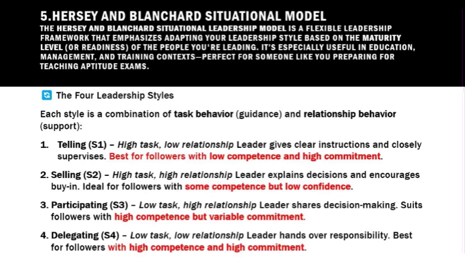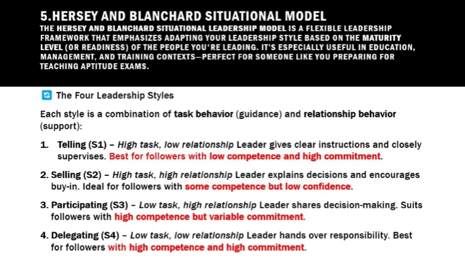This theory contains 4 different leadership styles. Each style is a combination of task behaviors and relationship behaviors, or you can say guidance and support. 1. Telling, we call it S1. This is best for followers with low competence and high commitment. This is high task-low relationship. Here leaders give clear instructions and closely supervise.